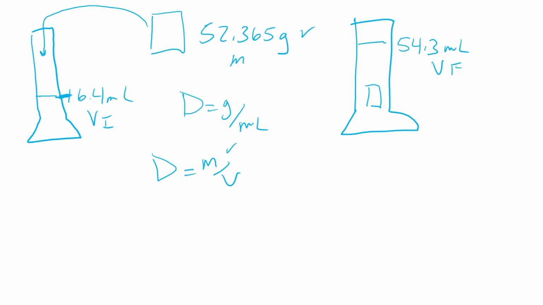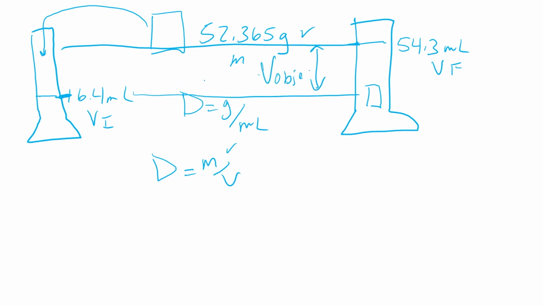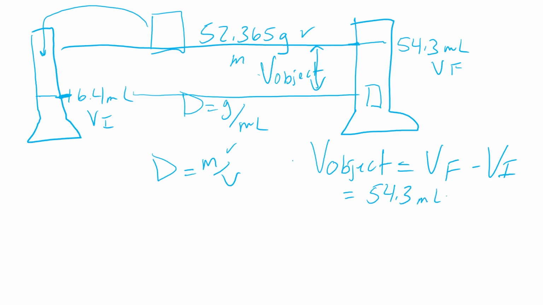So if we take where we started, just kind of draw a line-ish, and we take where we ended after the solid went in there, remember that the difference there is the volume of our object in this case. So the volume of our object will equal the final volume minus the initial volume. And in this example here, we have 54.3 milliliters minus 16.4 milliliters. And we will end up with a volume of, if I can find my calculator here, 54.3 minus 16.4, 37.9 milliliters in this particular case.